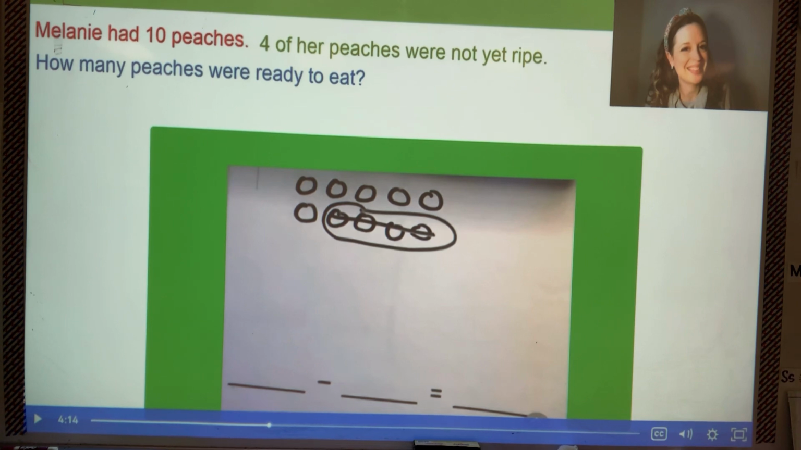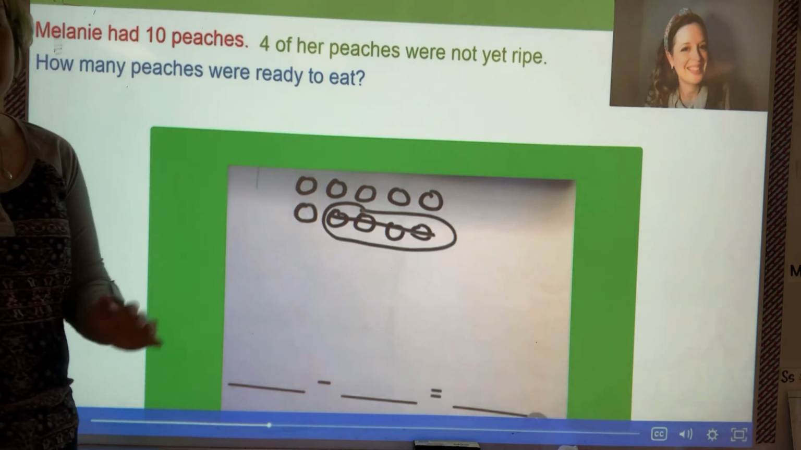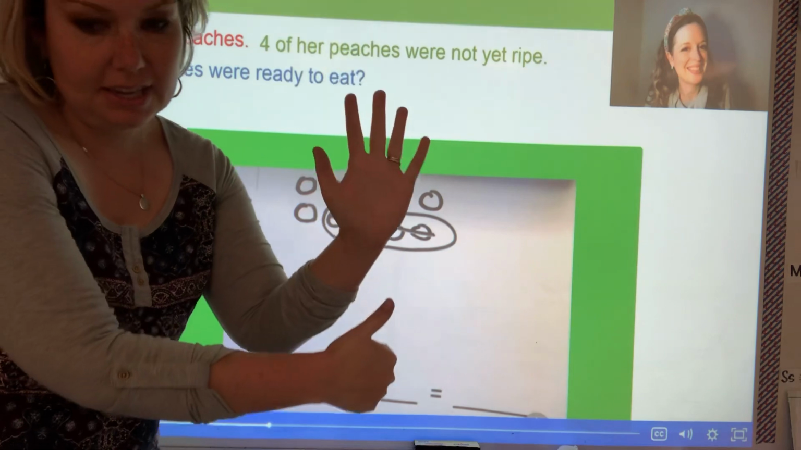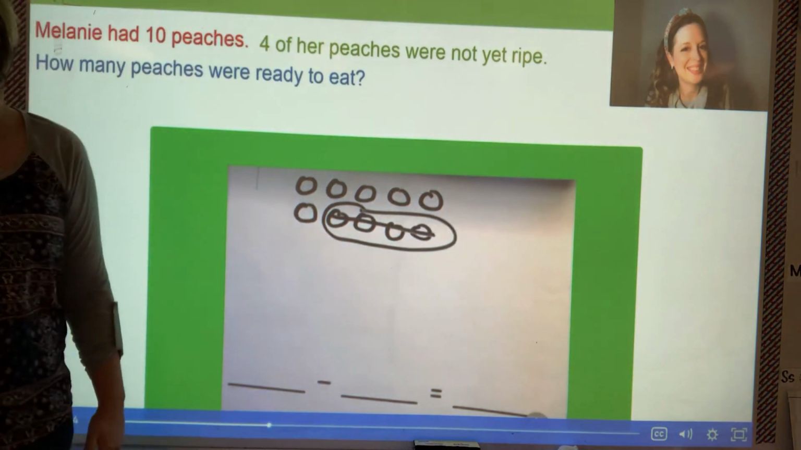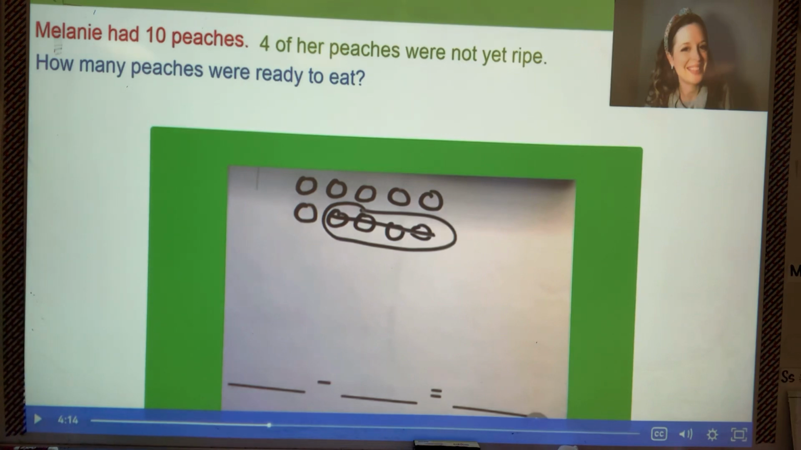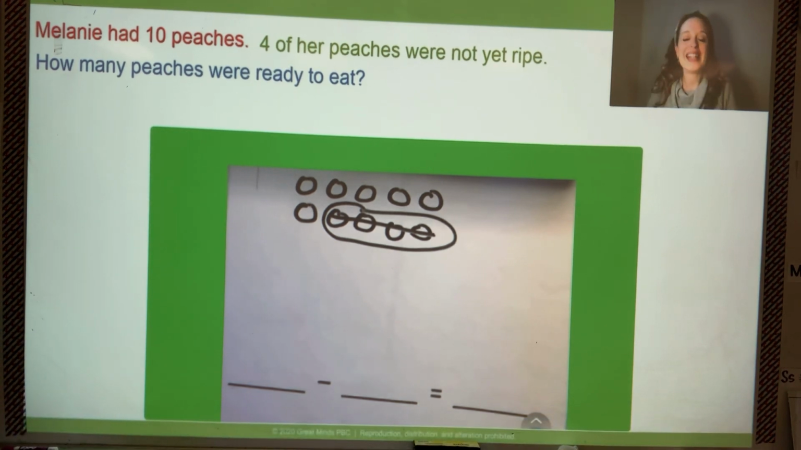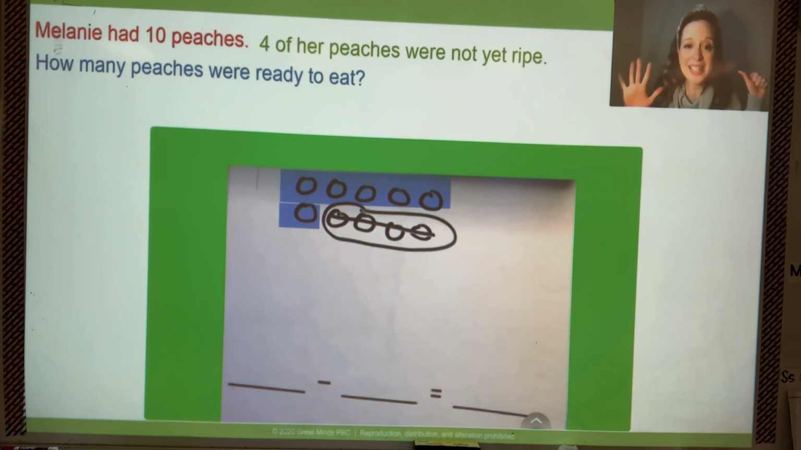Ooh, I like how Nicole showed it the 5 group way. That was cool. She did like this. But you could also do this. Okay, let's see if we're right. That's right, friends. There are 6 peaches ready to eat.